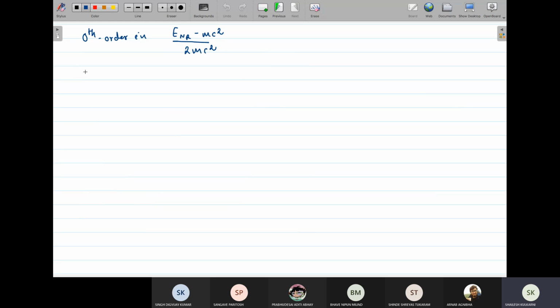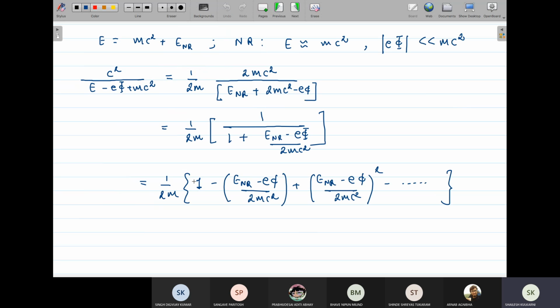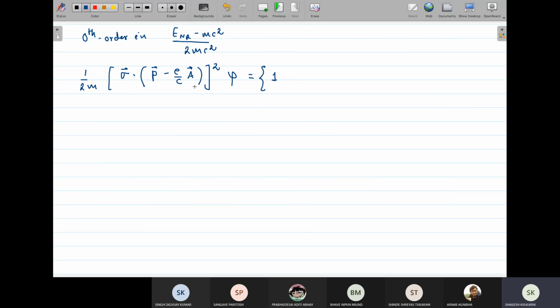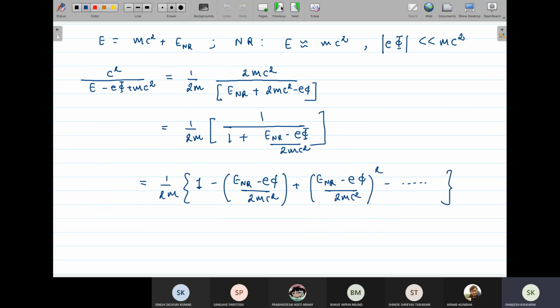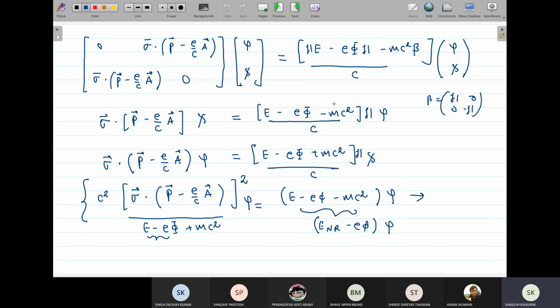At 0th order, I will get 1 over 2m (sigma dot P minus E by CA) square, this is the operator part acting on phi. So at 0th order I will collect only this term. So this will be 1. I have already written 2m here, so there is no other factor. So I'm taking basically this series on the right hand side.